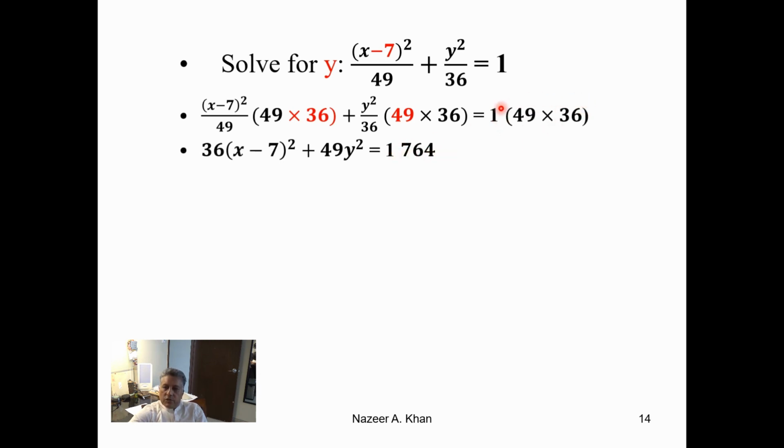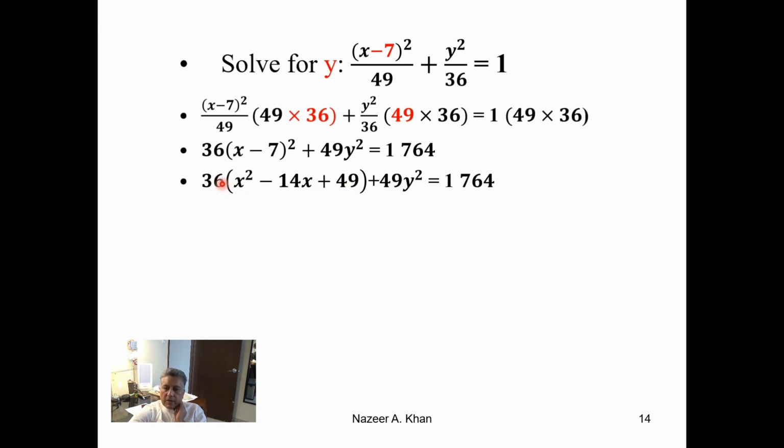We have 1764 for this part of it. We have 49 times y squared, and here we have to expand this before we multiply it out. To expand this, you take the first term and square it, the product of the inside times 2 gives you minus 14x, and then the last term squared gives you plus 49. That's what has been done right in here. We have x squared minus 14x plus 49.